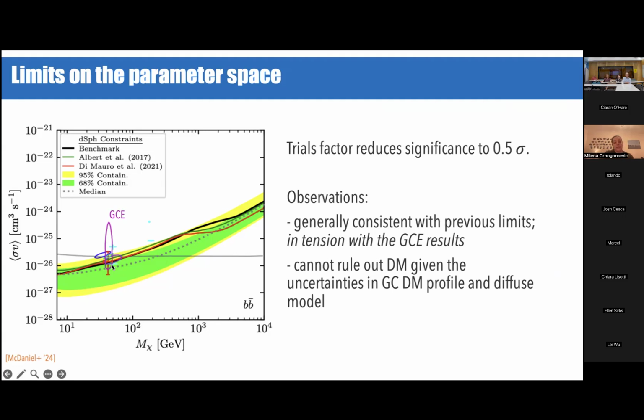And what is interesting here is that if the galactic center excess was accounted for by dark matter annihilation, then the observations from dwarf spheroidal galaxies are in tension with such an observation. However, as I mentioned before, we cannot rule out the dark matter explanation of the galactic center excess solely by dwarf spheroidal galaxies yet, because of the uncertainties in the modeling of the galactic center excess analysis.